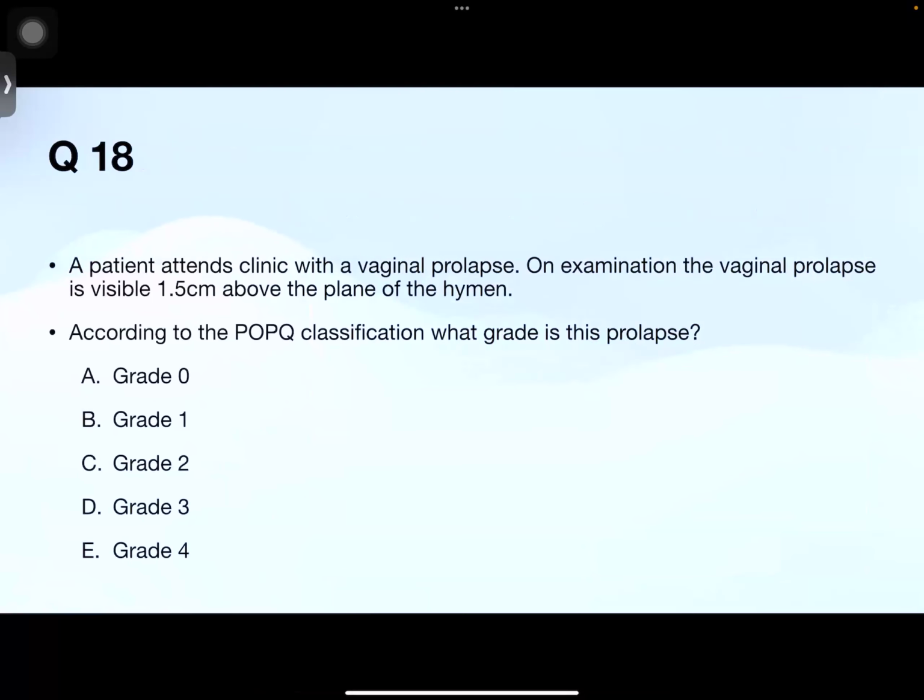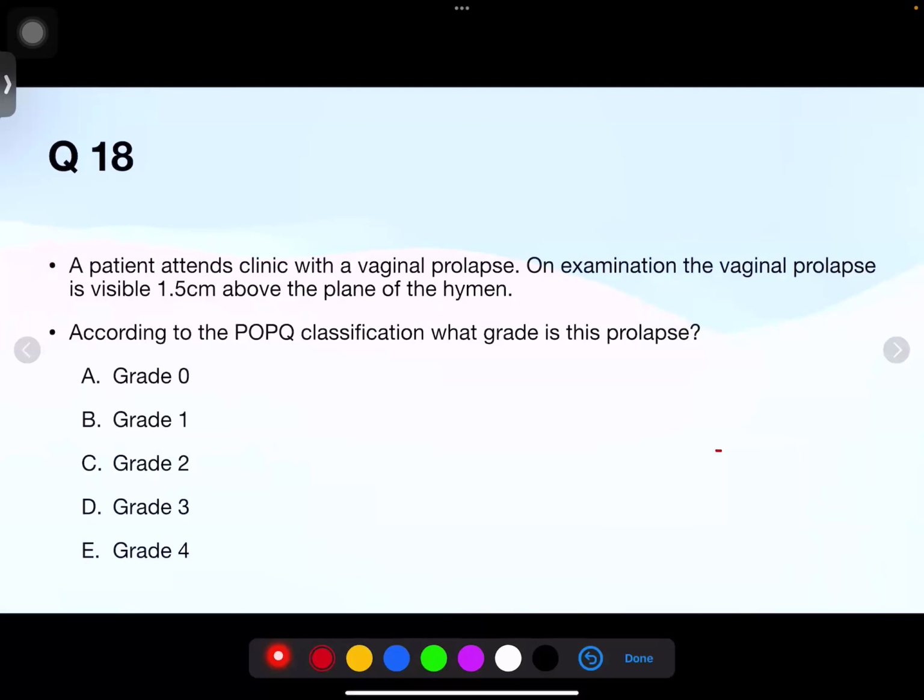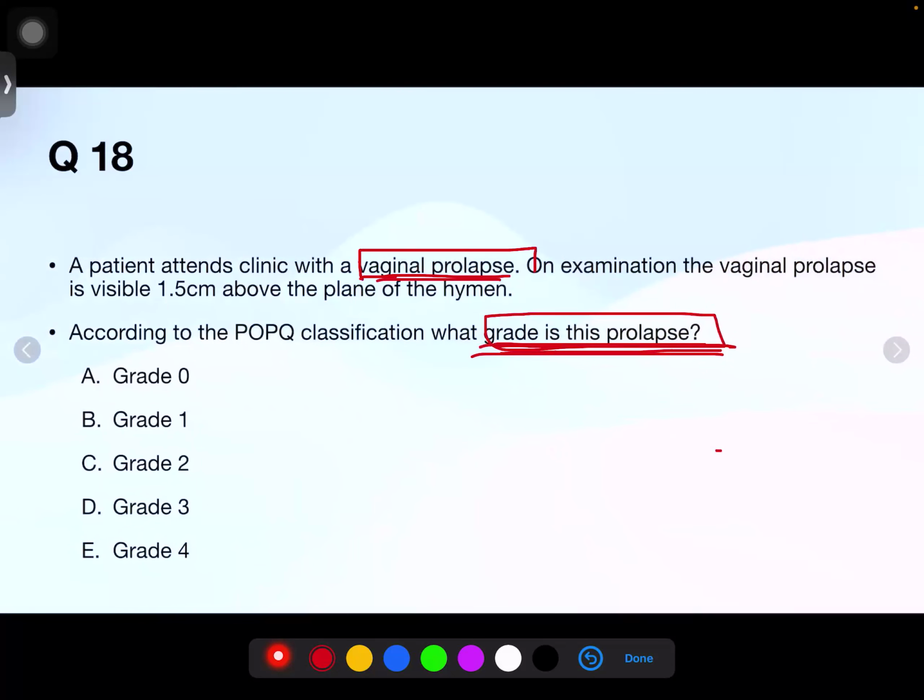A patient attends clinic with vaginal prolapse. On examination, the prolapse is visible 1.5 centimeters above the plane of the hymen. With the POPQ classification, what grade is this prolapse? We have not discussed this prolapse yet, so that's why I put this question. These topics will be covered in detail in clinical management, but let's quickly finish this topic. You don't need to go into great detail of the POPQ classification.